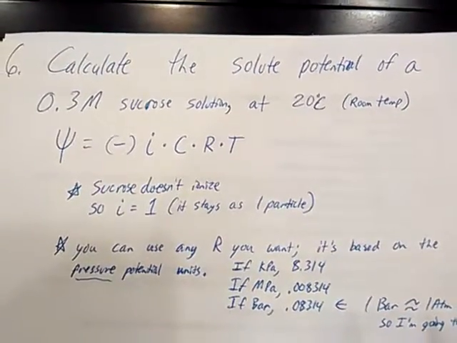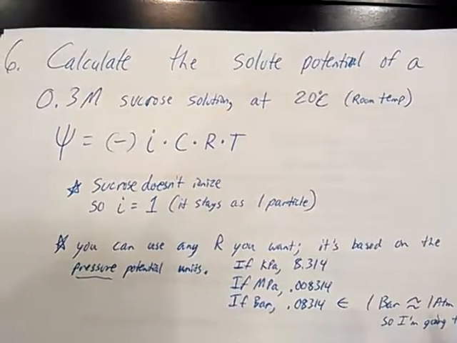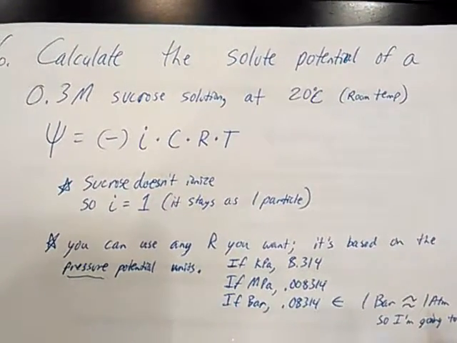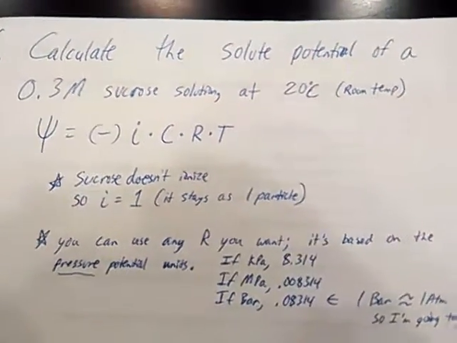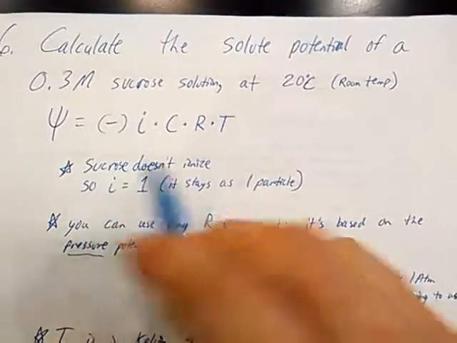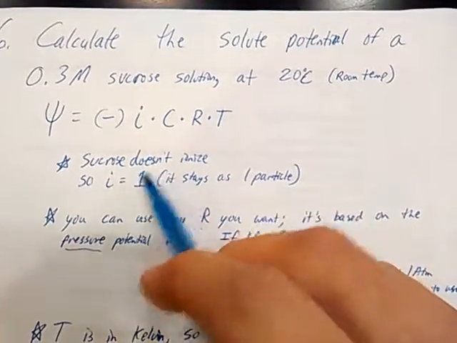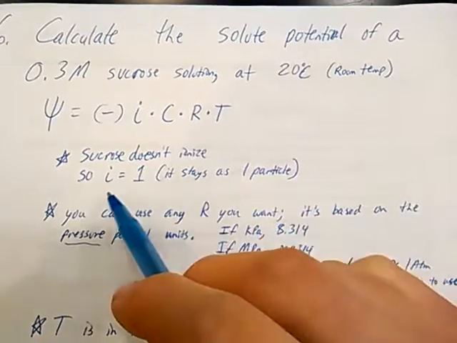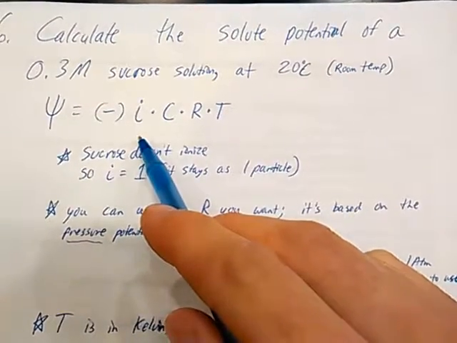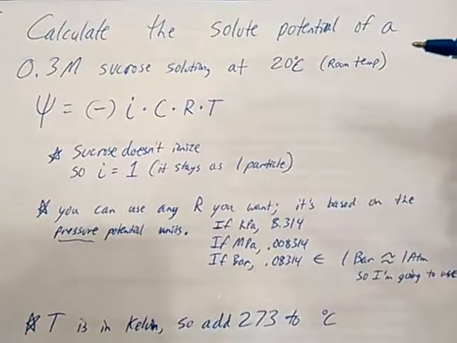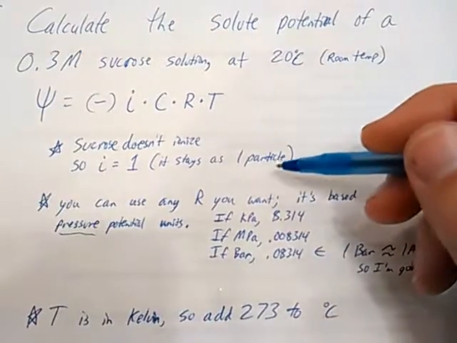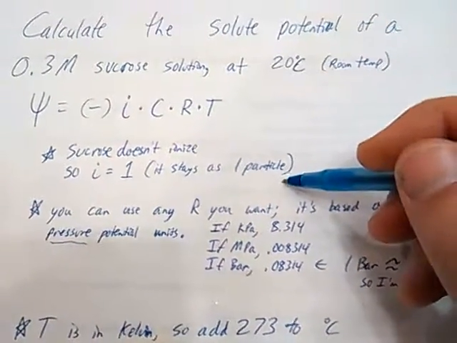Number 6 here on my practice sheet says calculate the solute potential. And I've given the 0.3 molar sucrose solution at 20 Celsius. All right, so I went ahead and wrote down the equation in advance. Sucrose does not ionize, so the i value is going to be just 1, so it doesn't change anything because sucrose does not split into multiple particles.